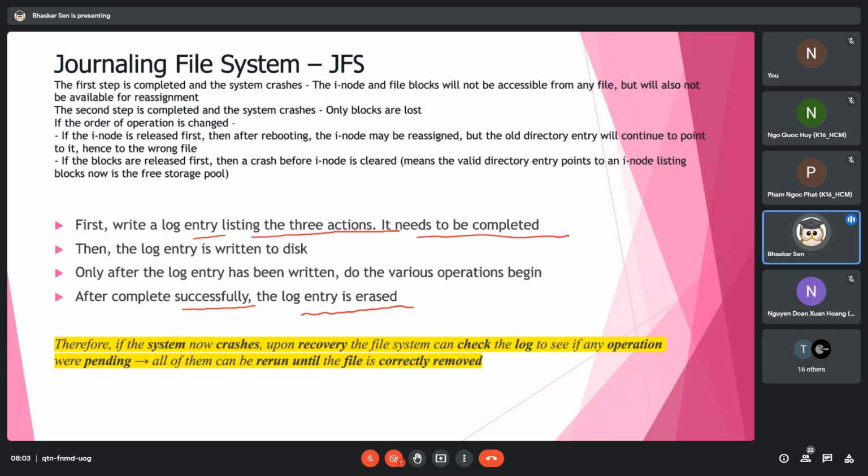The journaling file system: the first step is completed and the system crashes. So in other words, one of the drawbacks of log structured file system, apart from this inode map thing, is that everything is buffered in the cache, in the memory.